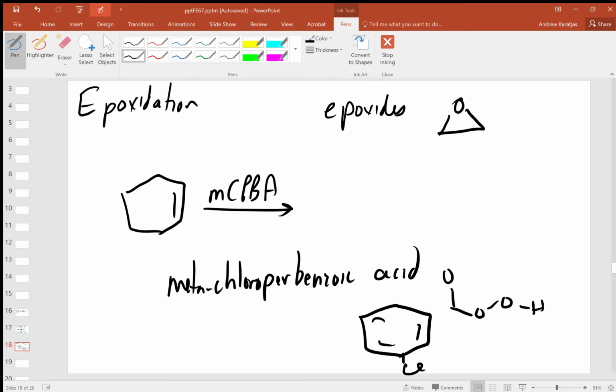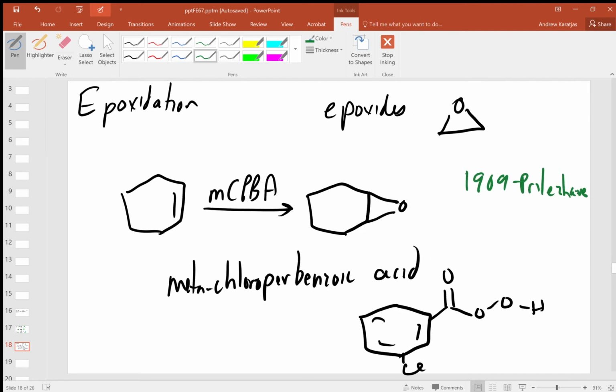Again, this is the most common reagent that we use to make epoxides. And so in this reaction, the double bond in the ring is converted to the three-membered ring. This reaction has been known since the very early 1900s. And we'll look at its mechanism now.